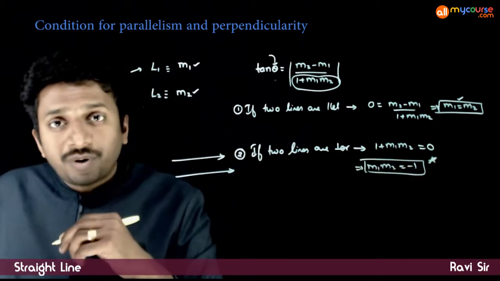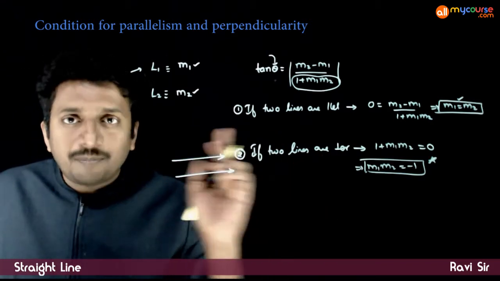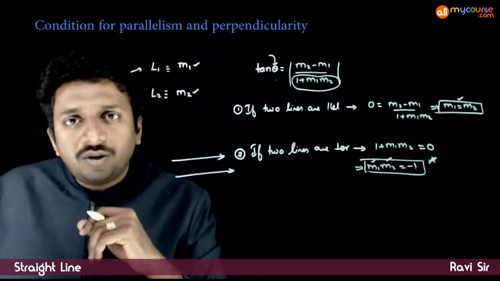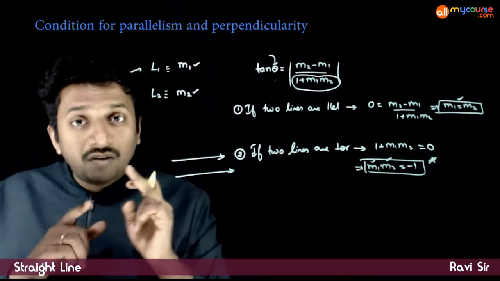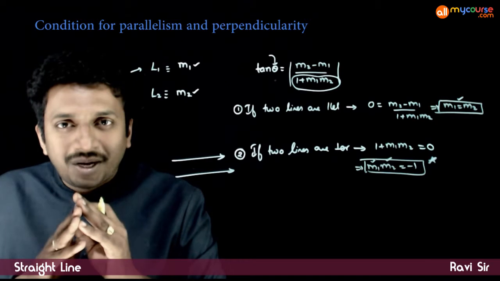This is one of the most important formulas in your straight lines. If two lines are perpendicular, the product of their slopes will always be equal to minus 1. The product of their slopes will always be equal to minus 1. Keep this very nicely in your mind.